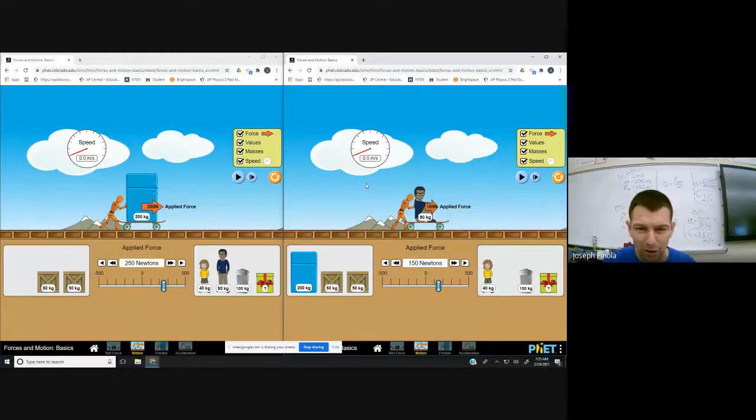Welcome back. We found from our mathematical work that the man is going to pick up speed faster than the refrigerator because the man had a higher value for his acceleration. Let's put them both in motion, and I'd like you to watch their speed and see which object is picking up speed more quickly. Here we go. We'll start them at roughly the same time.